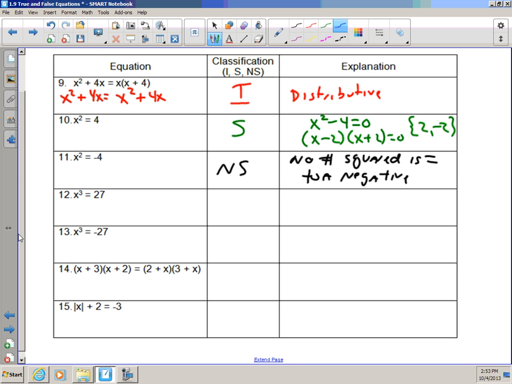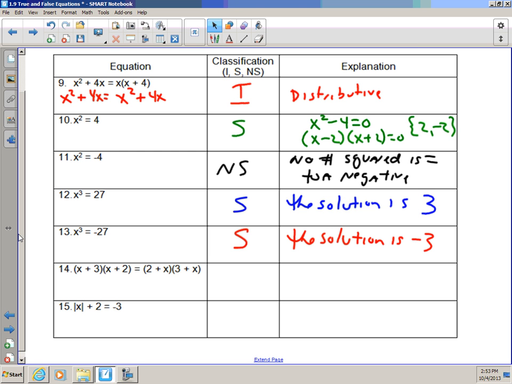X cubed equals 27. Yes, there is a solution. The solution is 3. No, I want to write S again. Excuse me. Because 3 cubed is equal to 27. X cubed equals negative 27. Yes, there still is a solution. The solution is negative 3. Negative 3 times negative 3, 9. 9 times negative 3, negative 27.